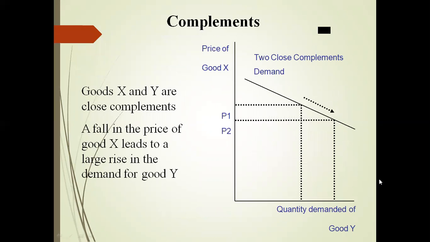For complementary products, if X and Y are close complements, then a fall in the price of good X leads to a large rise in the demand for good Y. Here in this curve you can see that X and Y are close complements. If the price falls from P1 to P2, the quantity demanded increases for good Y. So the price of good X is decreasing and the quantity demanded for good Y is increasing.